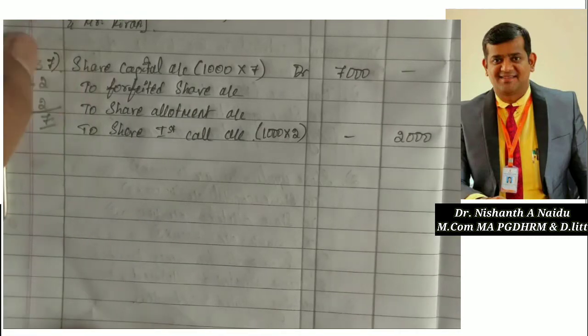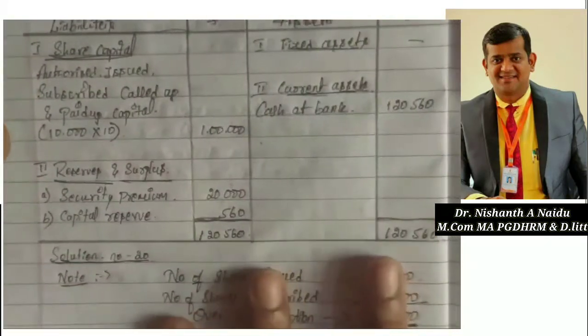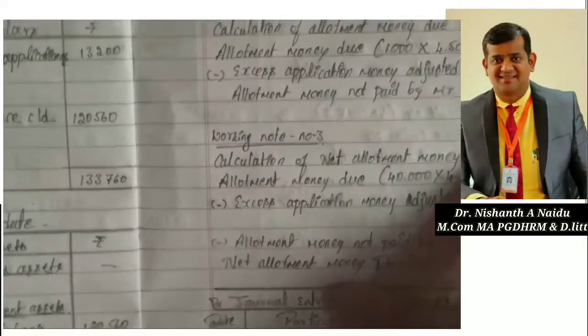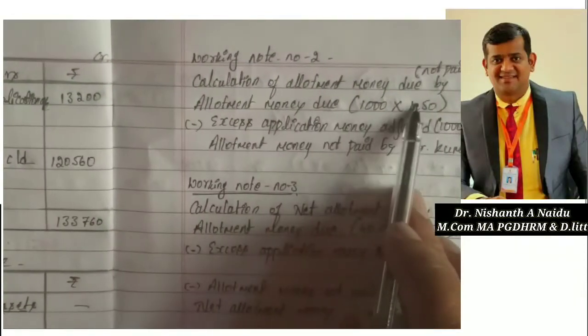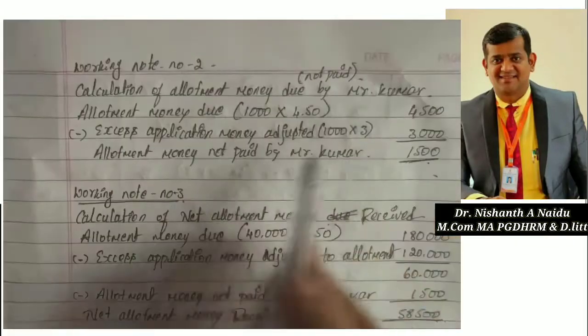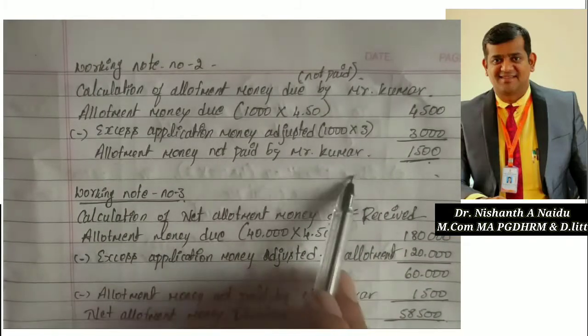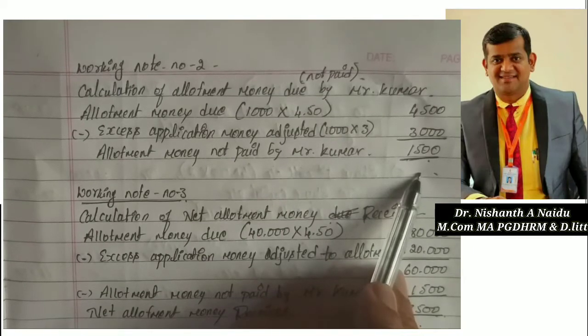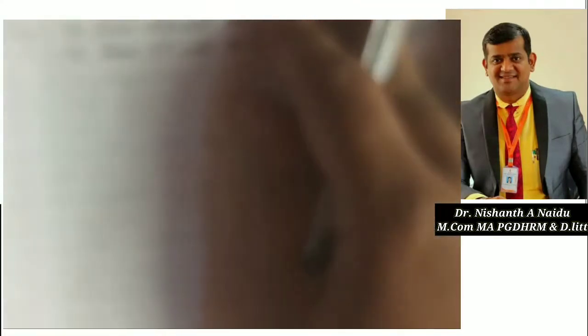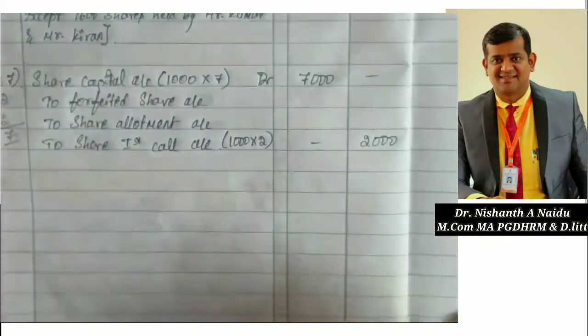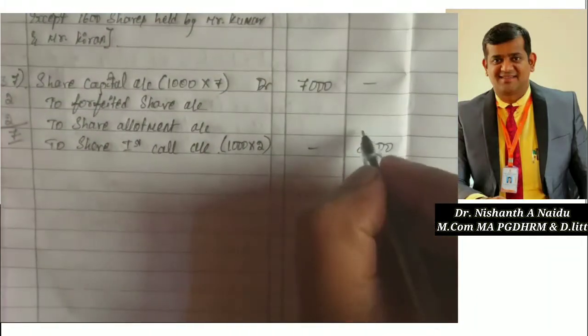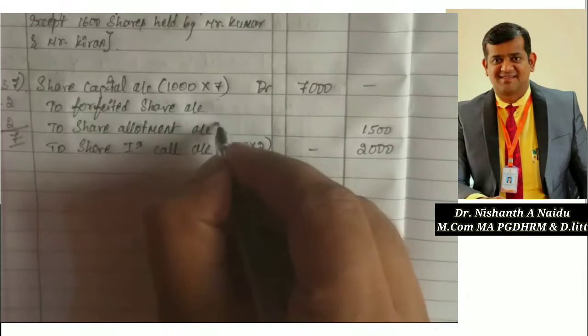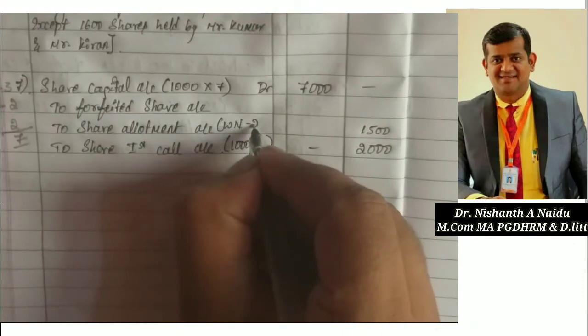Clear? So if you look at working note number 2, we have done the calculation clearly. Working note number 2, that is allotment money not paid by Mr. Kumar. So how much allotment money not paid by Mr. Kumar? 1500 rupees. Understood? So according to working note number 2, he did not pay allotment money of 1500. For reference, you can mention working note number 2.